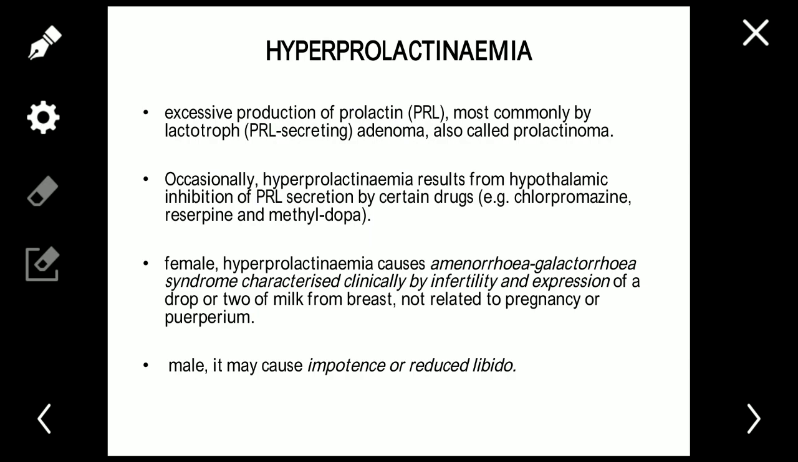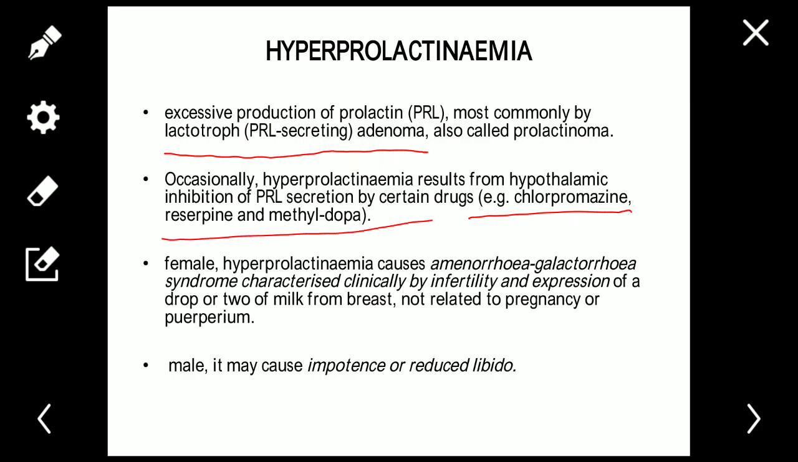Next hormone secreted from anterior pituitary is prolactin. So when prolactin is in excess, it is called hyperprolactinemia, most commonly seen due to lactotroph prolactin secreting adenoma called prolactinoma. Occasionally, hyperprolactinemia results from hypothalamic inhibition of prolactin secretion by certain drugs like chlorpromazine, reserpine and methyldopa.